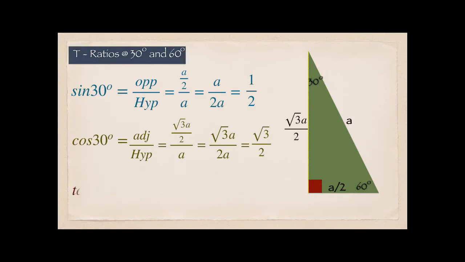And then tan 30 degrees will be 1 upon root 3.